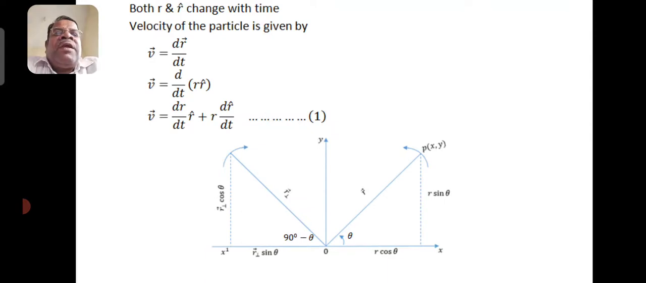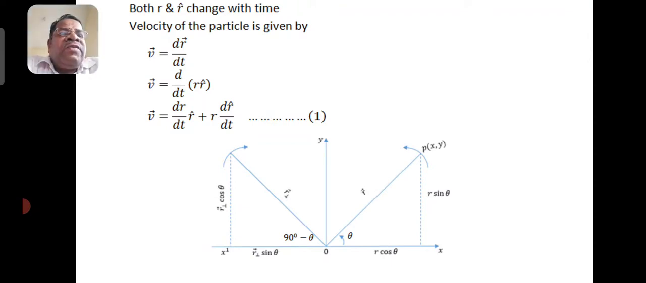Now, velocity of the particle is given by v equals dr by dt. v equals d by dt of vector r, where position vector r can be written as magnitude r into the unit vector in the direction of vector r. Using the product formula, if you differentiate, we get equation 1, that is v equals dr by dt into r cap plus r into dr cap by dt, which is known as equation 1.